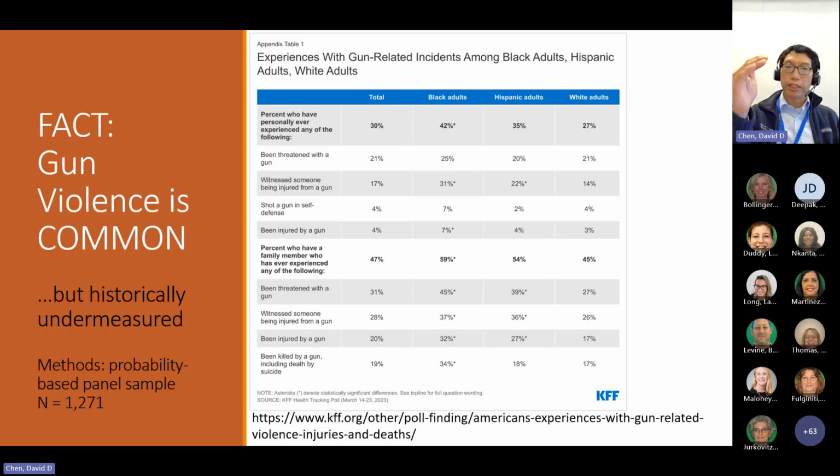And so, drilling down more into the study, if you look at those who have personally ever experienced any of the following, you see a higher proportion of those who are Black adults experiencing these than Hispanic or white adults. But when you look at how much of it is from witnessing someone being injured from a gun, that's probably the greatest explanation for that variation. It's the witnessing of that, as well as to a degree the direct injury. And this speaks to the degree to which gun violence involves networks of people, relationships, and close communities. And we'll dive into that later.